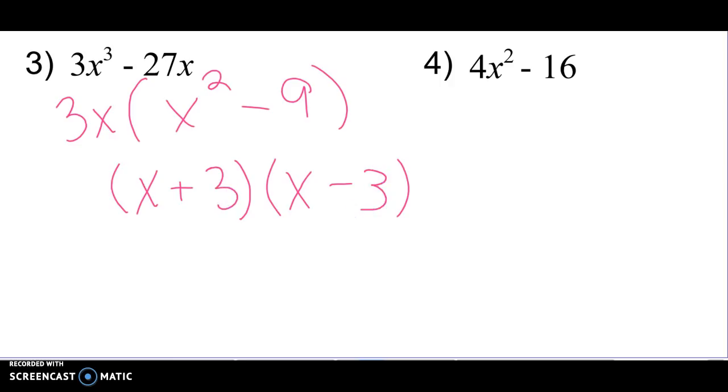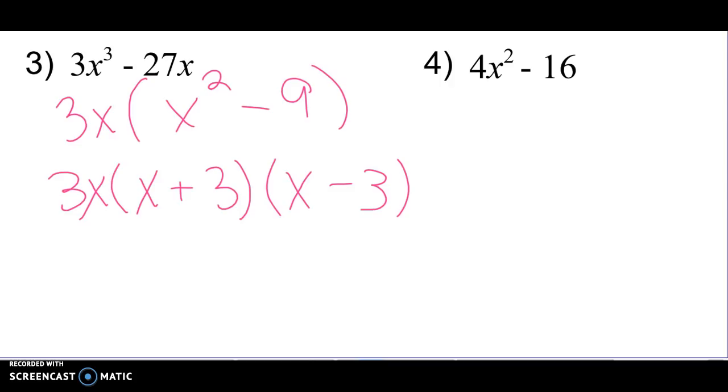This is a super common mistake. A lot of people just put that as their answer. Is that right? What are they forgetting? Bring down your 3x. Even though you factored it out from the beginning, it's the greatest common factor. So you still need to bring that down.